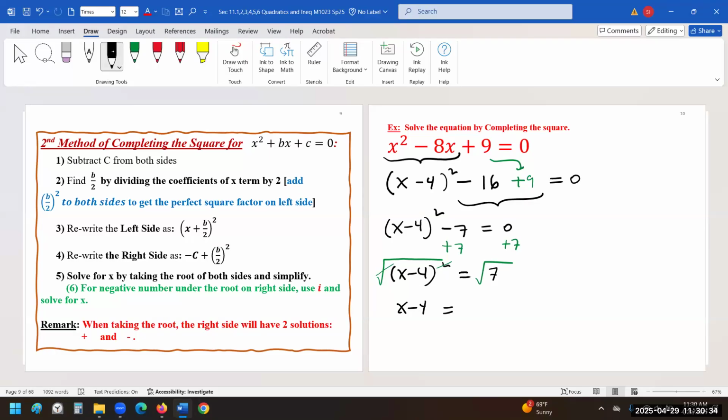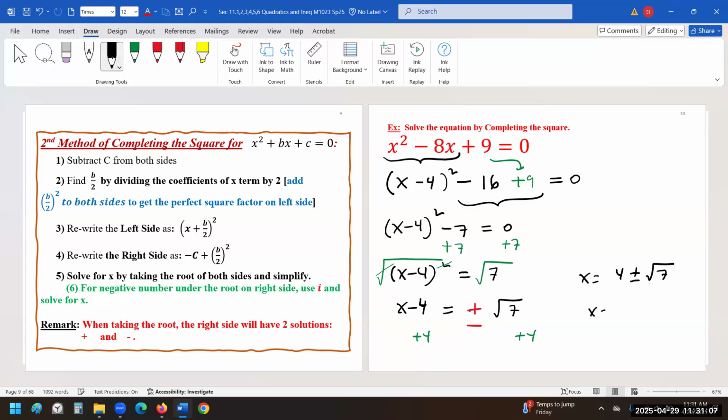We're supposed to get an absolute value, but instead of writing absolute value, what do we write? Plus minus on the other side. Square root of 7. Another last step is to get the epsilon, add 4. So we have x equals 4 plus minus square root of 7.